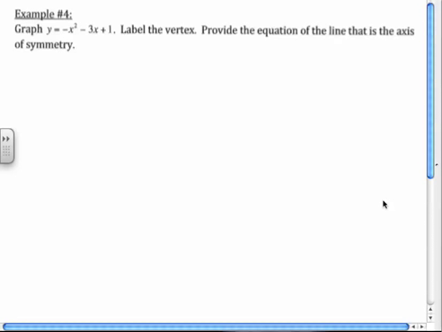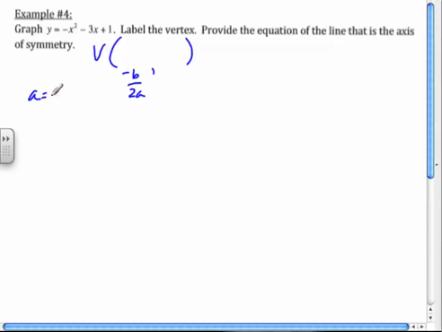Okay, guys, example number 4. This is going to be the last one here for this section. And guys, it's the same thing. I'm looking for the vertex. I need a pen that's working here. I'm looking for the vertex, and this is going to be negative b over 2a, right? And then I'll plug it in to find the y.